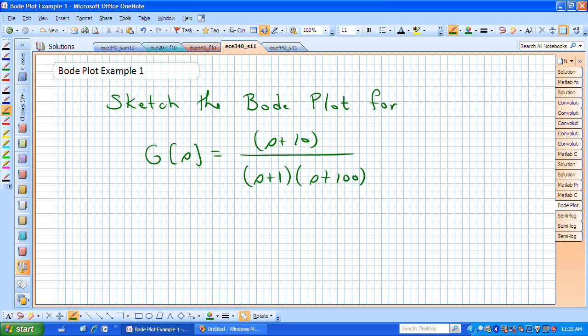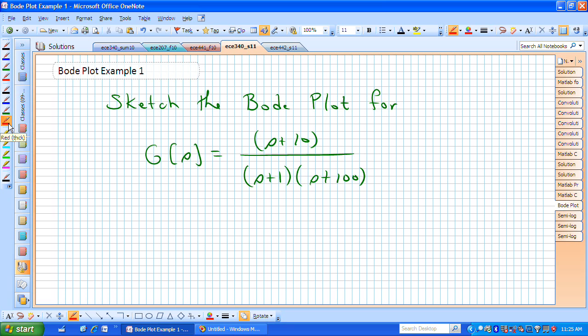What I would like to do now is talk about sketching a Bode plot, and I have a particular example in mind. It's G of s is equal to s plus 10 up in the numerator, and in the denominator we have two factors that are real. One is s plus 1 and the other factor is s plus 100.